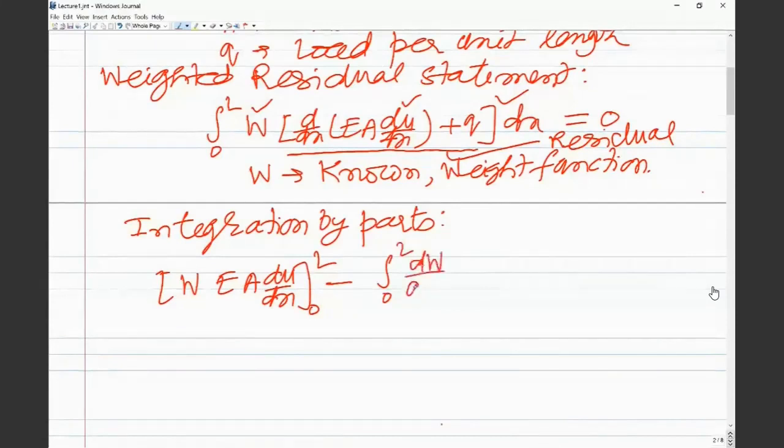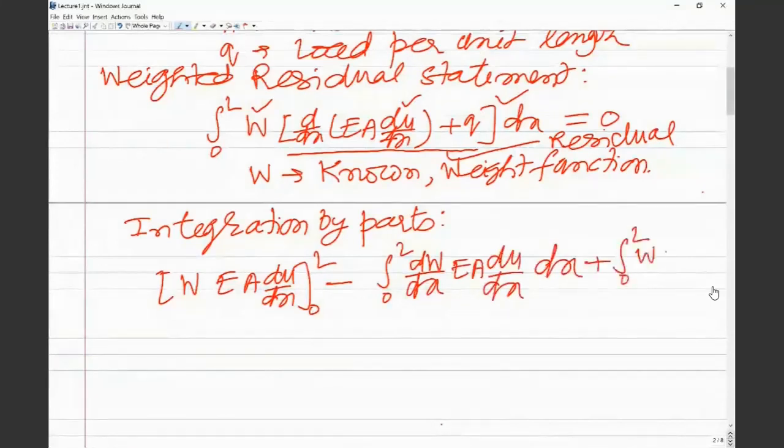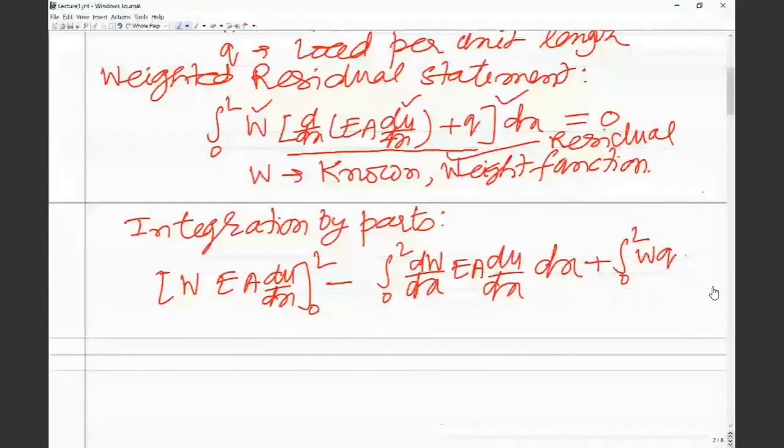So dw by dx, the derivative of the first function w, into the integration of the second function. The second function is d by dx of EA into du by dx, so its integral would simply be EA into du by dx. So we will get here EA into du by dx, and the integration will be there, and then the last term, of course, is the integration from 0 to L of w into q dx equal to 0.